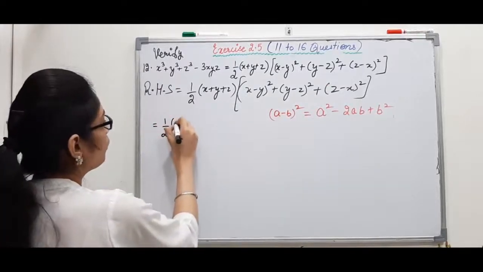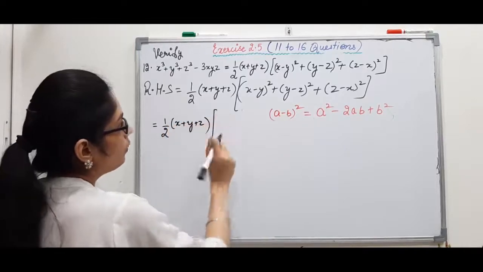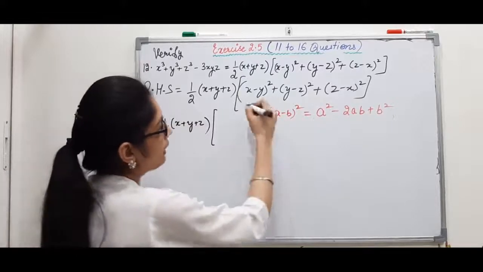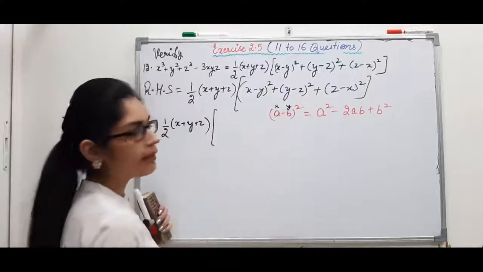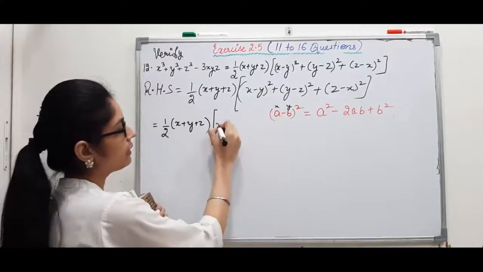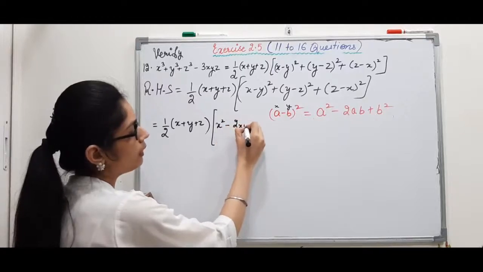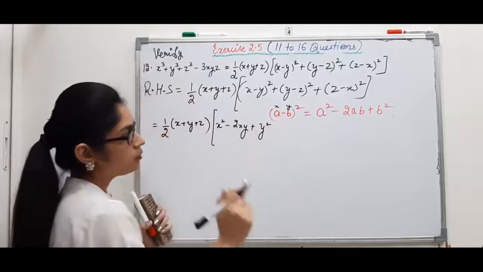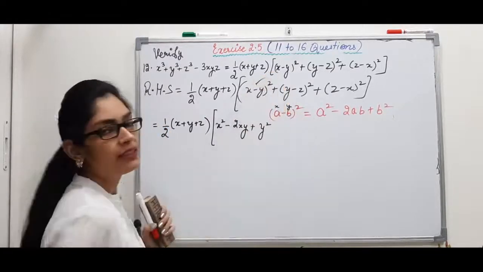1 by 2 into x plus y plus z into x minus y whole square. Here your a and b are x and y. So accordingly we will use this. We will write x square minus 2xy plus y square. I have just substituted a and b as x and y as per this expression.